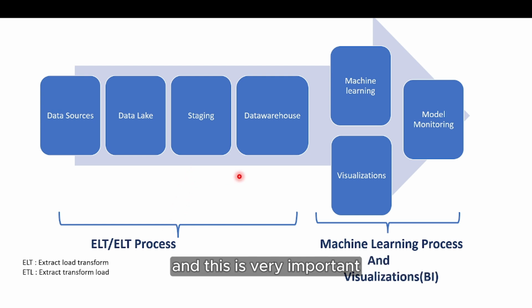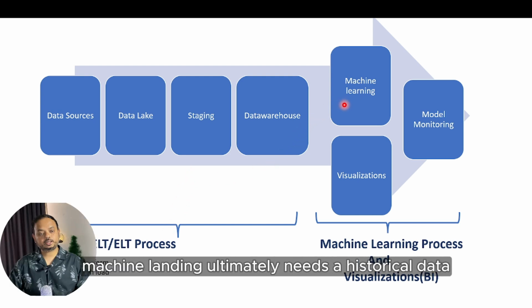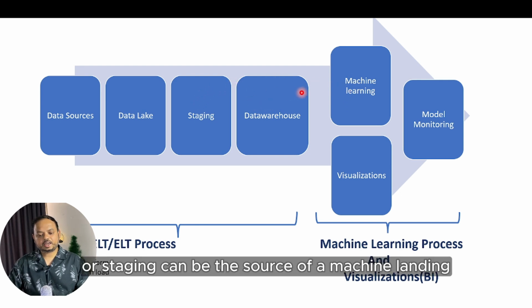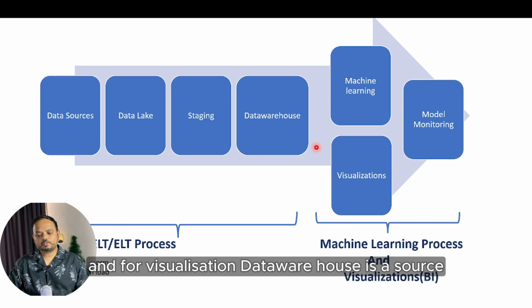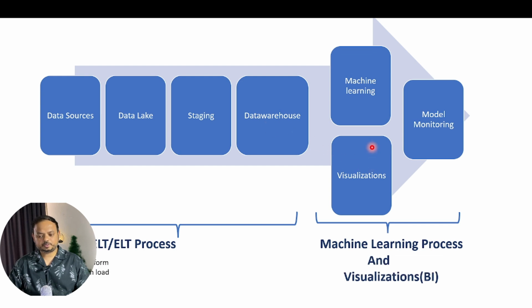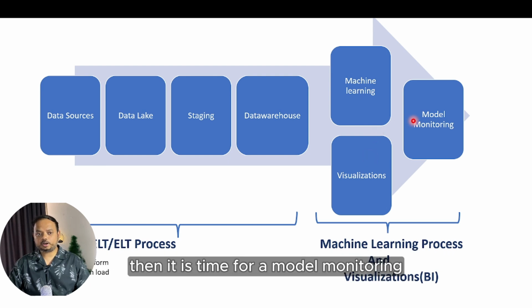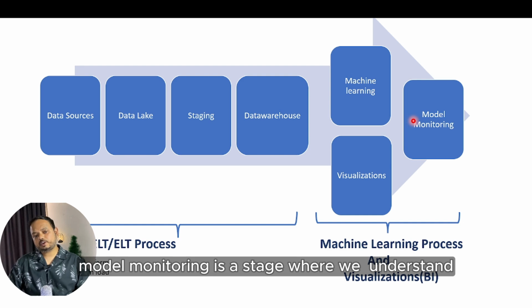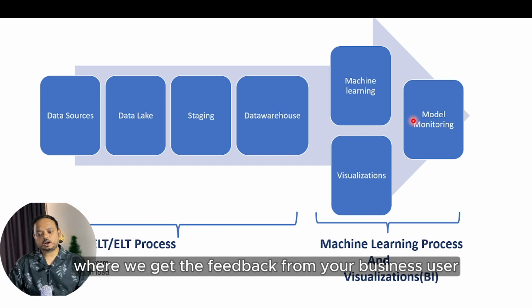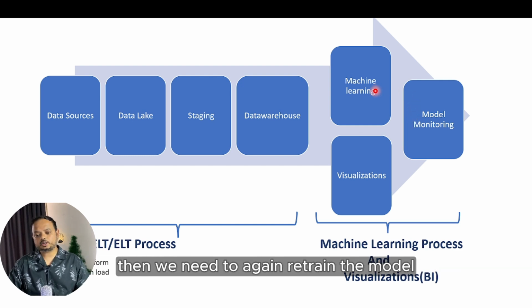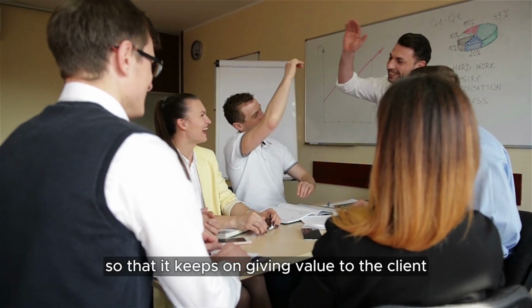This is very important before we start machine learning, because machine learning ultimately needs historical data. Now, this data warehouse or staging can be the source for machine learning, and for visualization, the data warehouse is the source. Once machine learning has been deployed into production and visualization has been created, it is time for model monitoring. Model monitoring is a stage where we take feedback from the business user on how the model is performing. If there is a deviation in the machine learning model, then we need to retrain the model so that it keeps on giving value to the client.